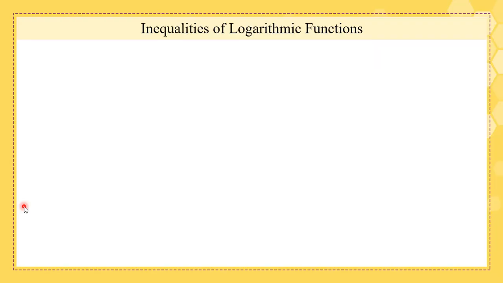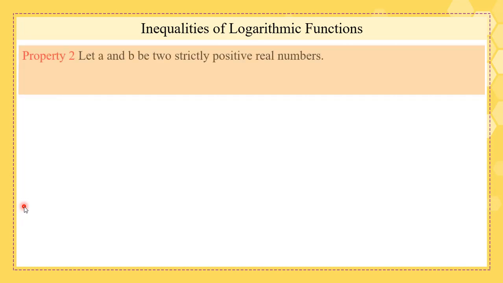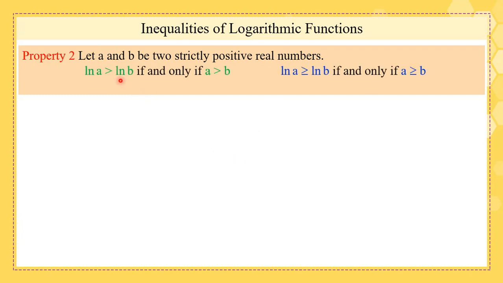Now let's talk about the third part, which is inequalities of logarithmic functions. A and B are two strictly positive real numbers. ln A is greater than ln B if and only if A is greater than B. ln A is greater than or equal to ln B if and only if A is greater than or equal to B, and similarly for smaller and smaller than or equal.